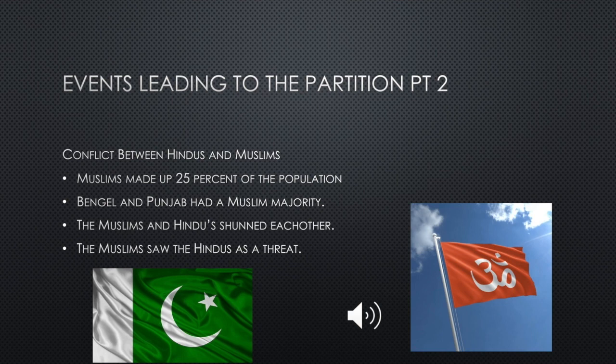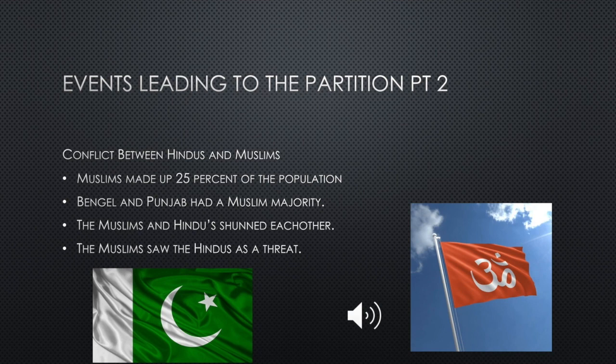When the British reigned in India, around 25% of the population was made up by Muslims. The Muslims had different ethnic traits and language and were spread across the country. Bengal and Punjab held the majority of the Muslim population. The religious differences between the Hindus and Muslims were intensifying discrimination.